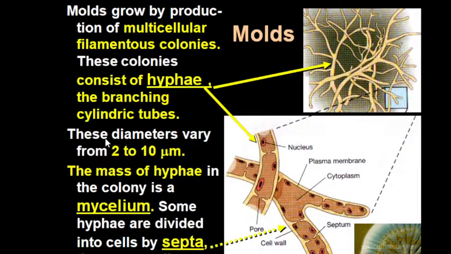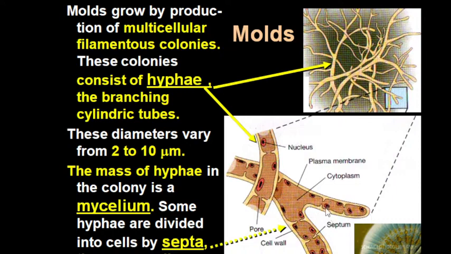Now, a few words about the molds. Molds are multicellular filamentous organisms. And when they grow on the medium, they form multicellular filamentous colonies. That's what we see, for example, with Penicillium and Aspergillus when it grows as a saprophytic organism. When we take a closer look at this fragment of the hypha, we don't call them pseudohypha, they are true hypha, branching cylindrical tubes. You can see here that these branching cylindrical tubes are not separated from one fragment to another one. So there is one multicellular organism.